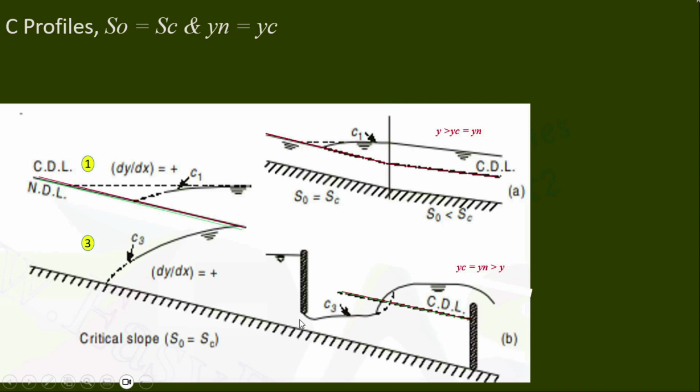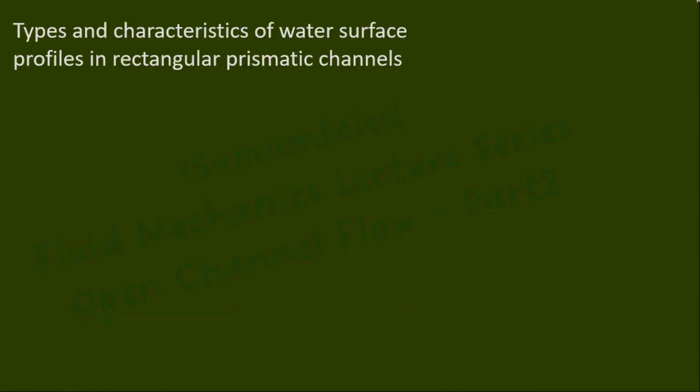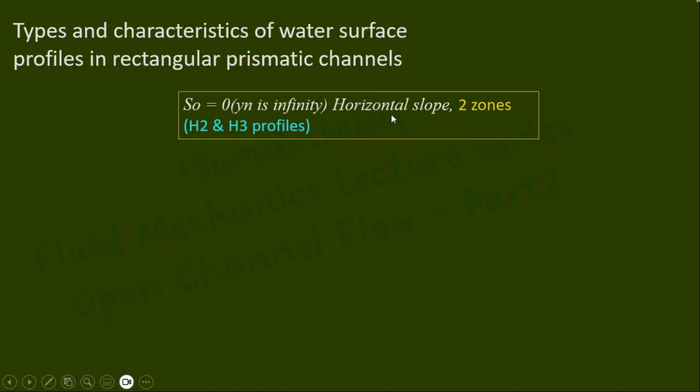The water surface profiles correspond to the critical slopes. Both C1 and C3 profiles are backwater curves. Now consider the water surface profiles for the horizontal slopes. For the horizontal slopes, yn is infinity and S0 equals 0.